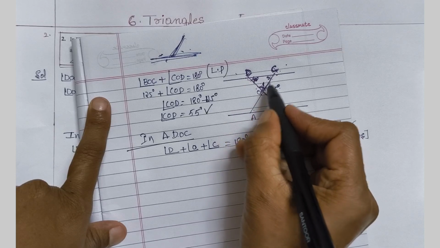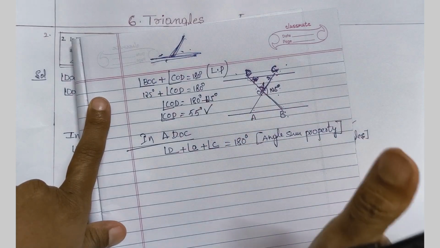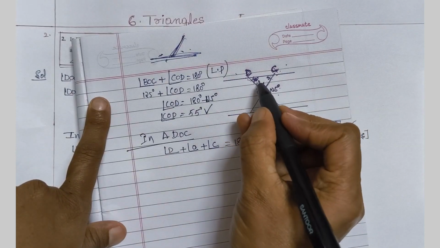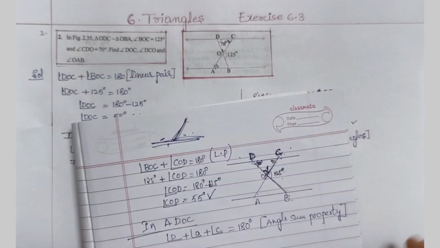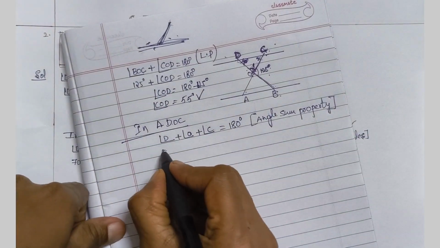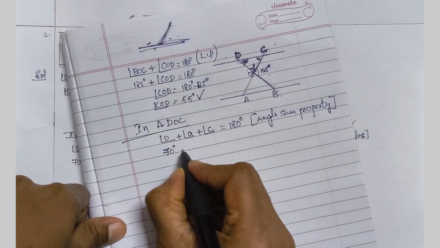Angle D, angle O, angle C. The three angles total how many degrees? 180 degrees, already given. Angle D is how many degrees? 70 degrees. You observe here, D is 70 degrees, so you can write 70 degrees.